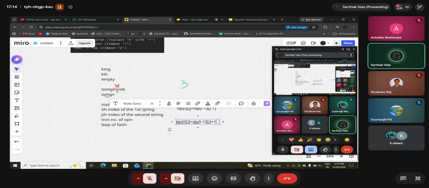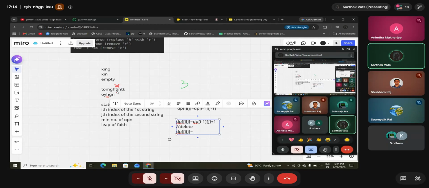So we would just take a leap of faith here, dp of i minus 1, j plus 1. This is for deleting, right? Now the second would be to replace. What happens if I replace j? Then I would just replace j to be h, right? And they would both become equal.